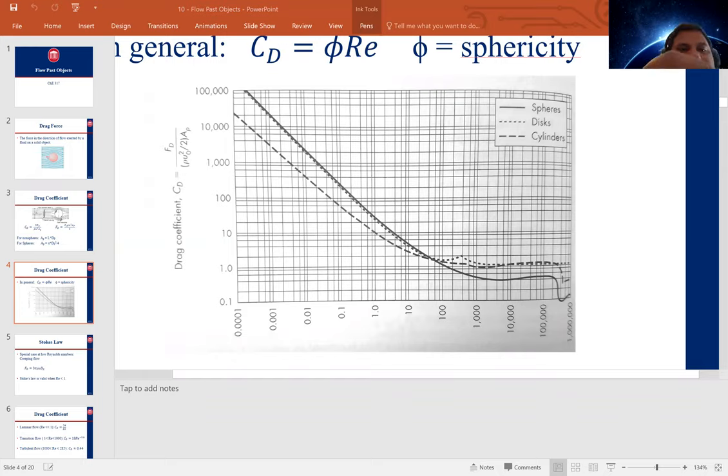So as general rules of thumb, we can say a few things. One, for low Reynolds numbers, we can apply an equation known as Stokes' law, which says the drag force can be approximated by 3 pi mu u naught times the characteristic length.